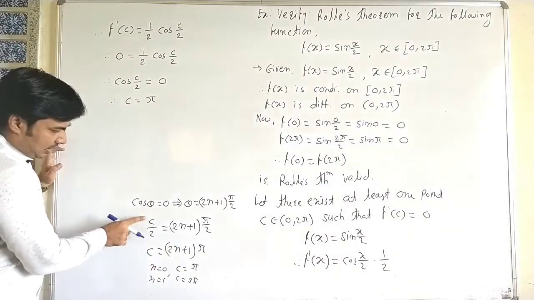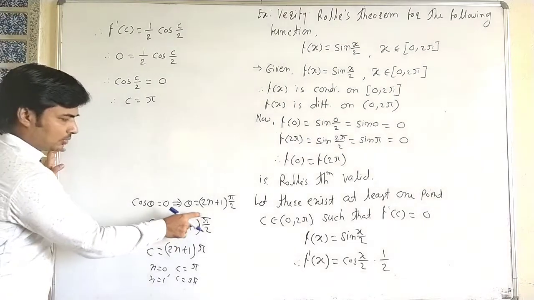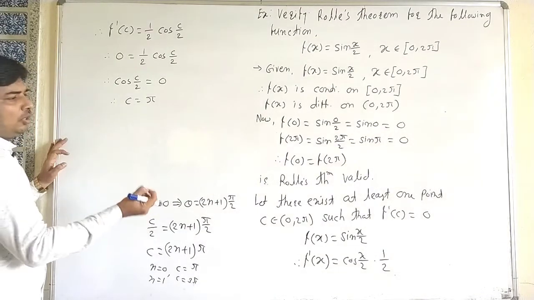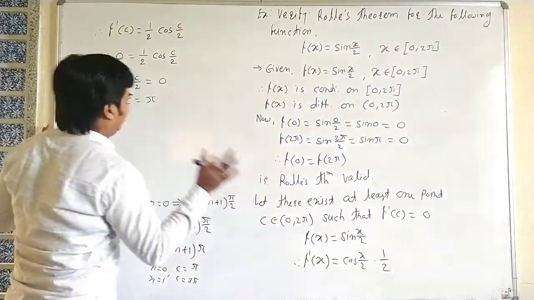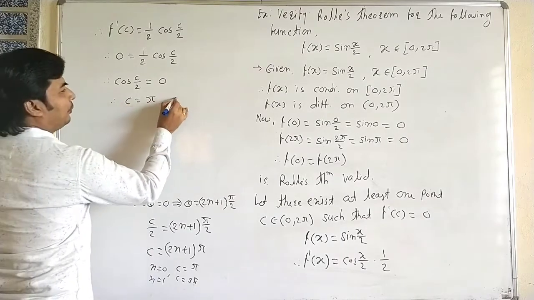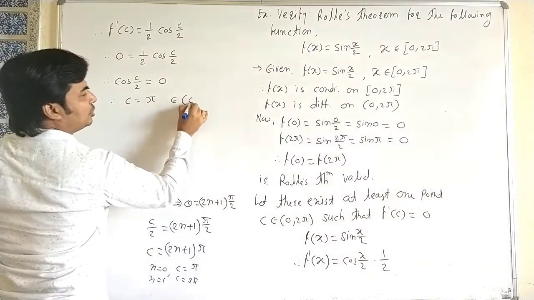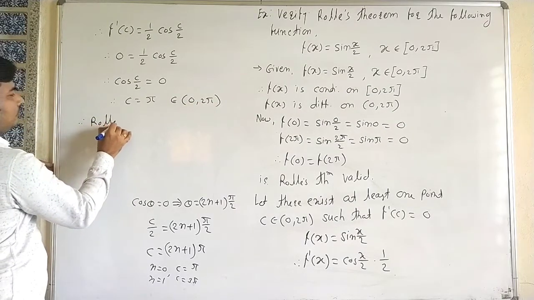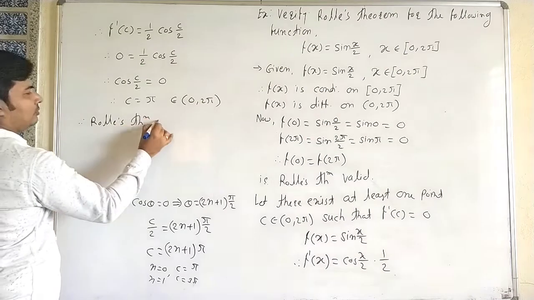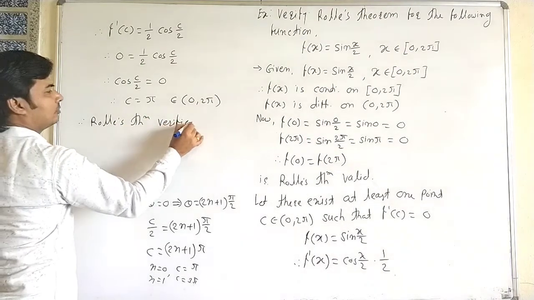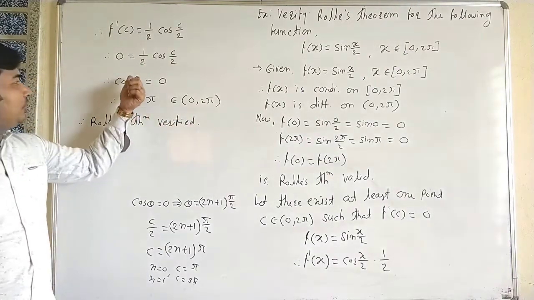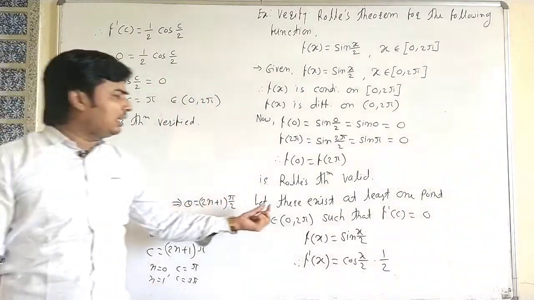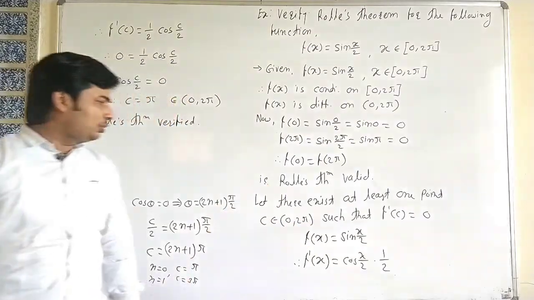Here c/2 is equal to (2n+1)π/2. It is a general solution. There are infinite values of c, but we want only one, that is at least one value. It is c is equal to π, which belongs to (0, 2π), and therefore Rolle's theorem is verified. Here the values of c are infinite by the general solution, but we want to find at least one value that belongs to (0, 2π).